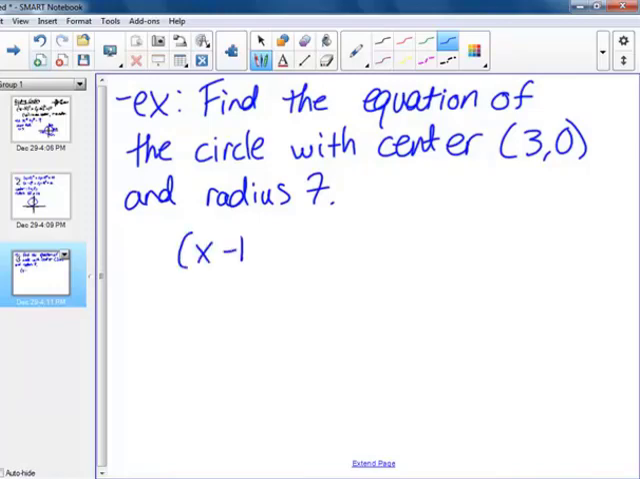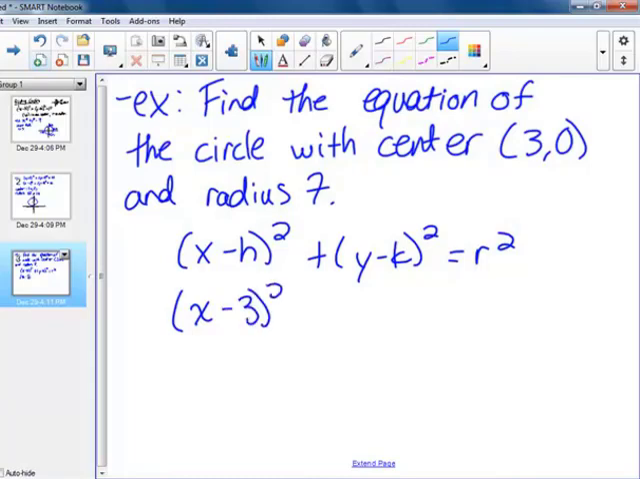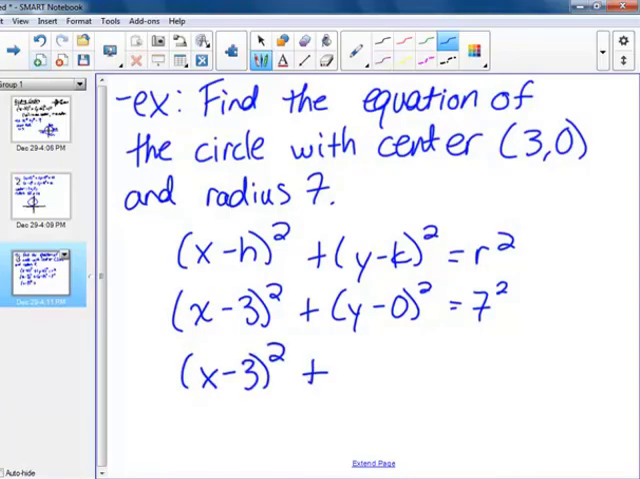So sometimes it might help to write out the format and then plug in the things we know. So h is 3, k is 0, and then plug in r. So I'm going to leave this (x minus 3) squared plus (y minus 0), that's just y, so I'm going to drop that minus 0, y squared equals 49. And typically we would just leave it like that. So we're done.